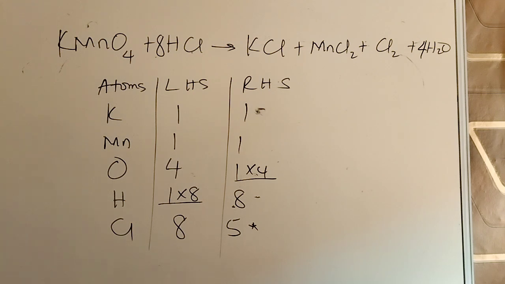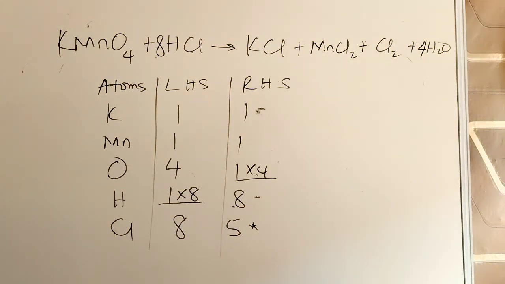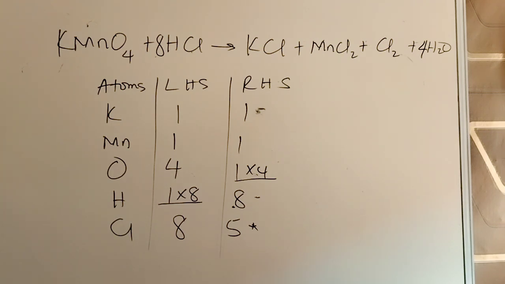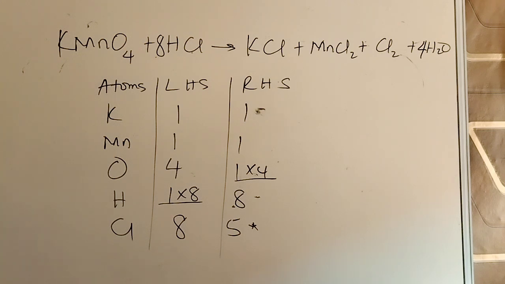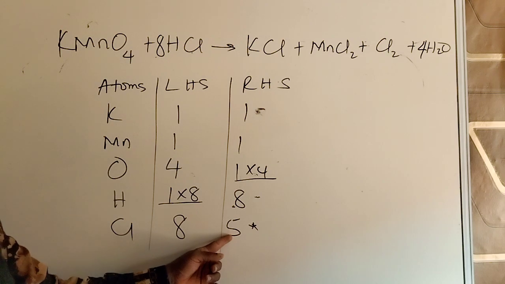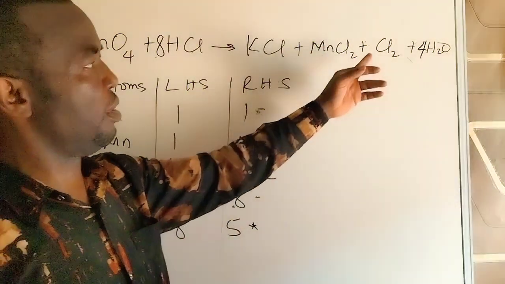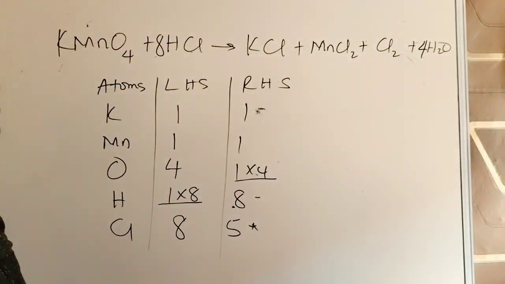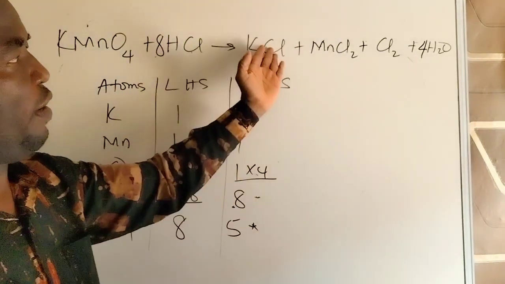We look at chlorine very well. You ask yourself, is there any number that multiplies 5 to give you 8? It becomes somewhat difficult, and no, there is no number like that. You ask, if chlorine wants to balance, does it appear on its own on the other side? Let's check. Yes, chlorine is here, here, and there. So the count is 5.